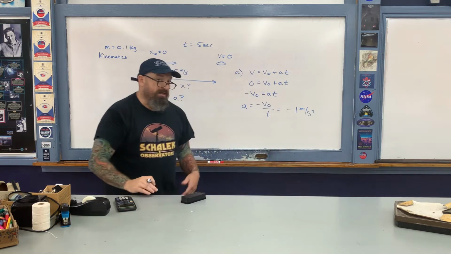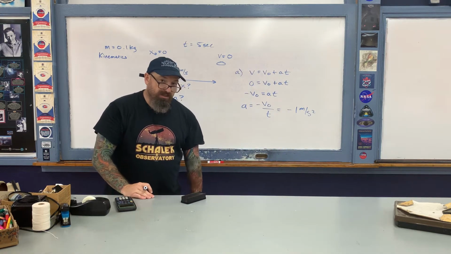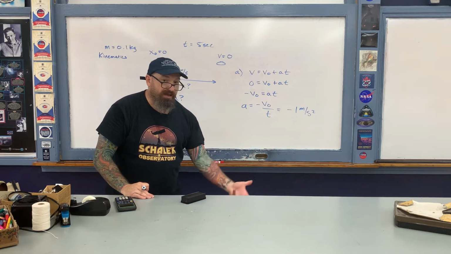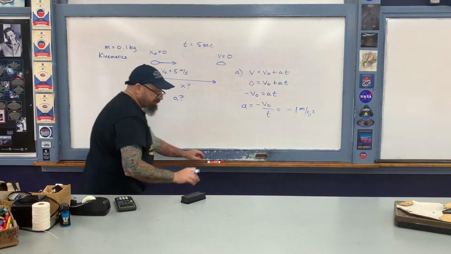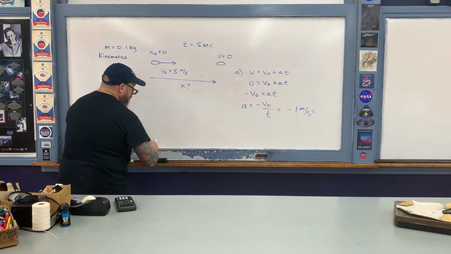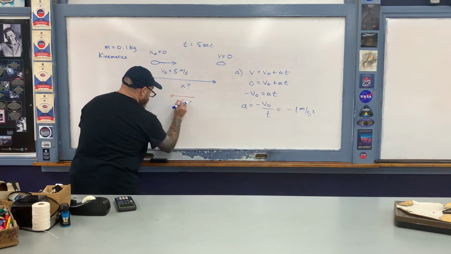Now recall what the negative sign means. It means that the acceleration vector points to the left-hand side on the diagram. So let's go ahead and immediately note that here as the following vector, like so.